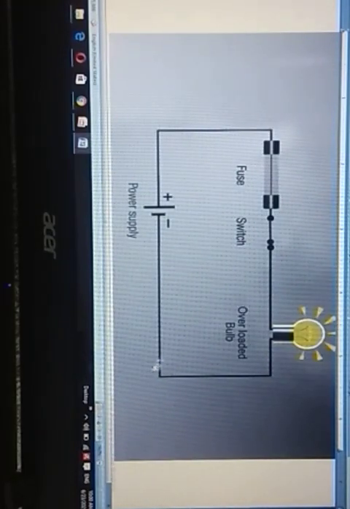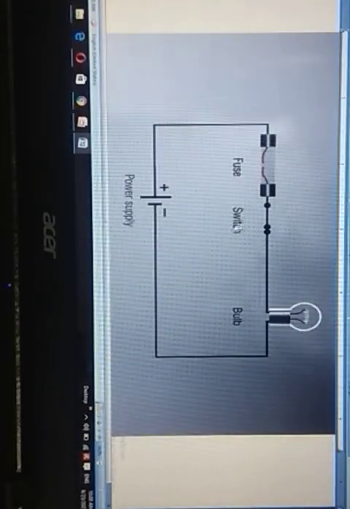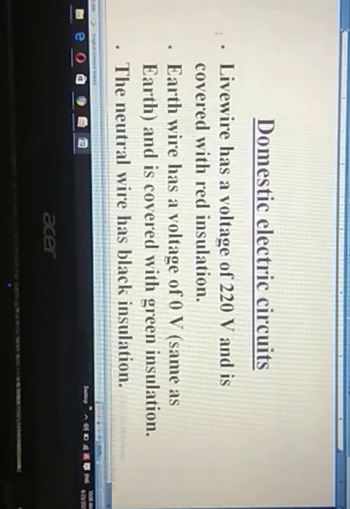Here it is given how the fuse wire is connected in the circuit. There is a power supply, a fuse connected in series, a switch and an overloaded bulb. Whenever there is an overload, you can see that the wire gets melted. Due to that melting, the flow of current stops, or the breaker puts off the relevant lever and cuts off the electrical supply.